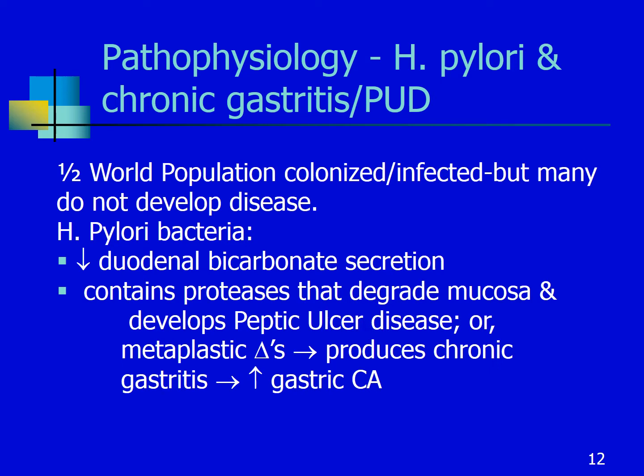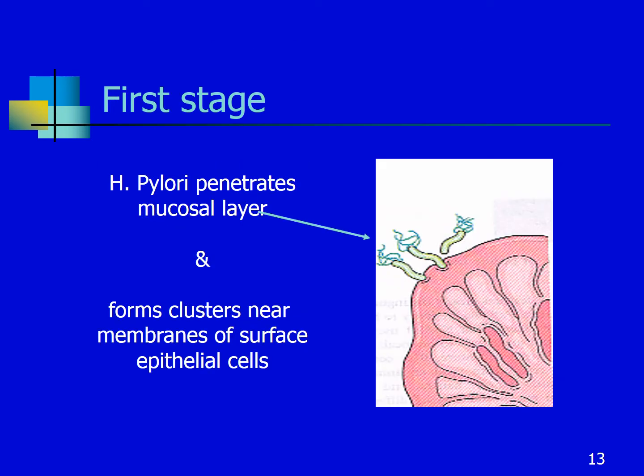Next slide. So the way H. pylori infiltrates the cells is a really interesting process. It penetrates the mucosal layer, as seen in the picture there, and it forms clusters near the membranes of the surface epithelial cells. Next slide.